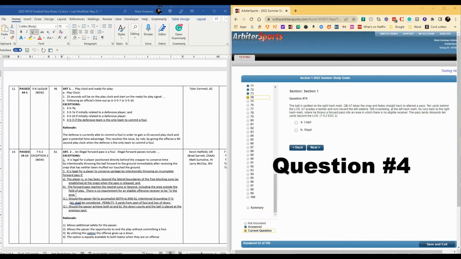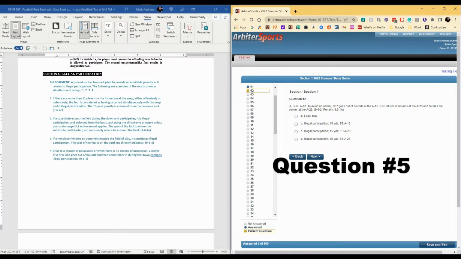So, he's back in that expanded neutral zone area when he throws the ball, right? But the rule says the player is or has been beyond the lateral boundaries of the free blocking zone as established at the snap when the pass is released. So the fact that he went out of the expanded neutral zone and then came back in, it still makes this pass legal. Answer is A.